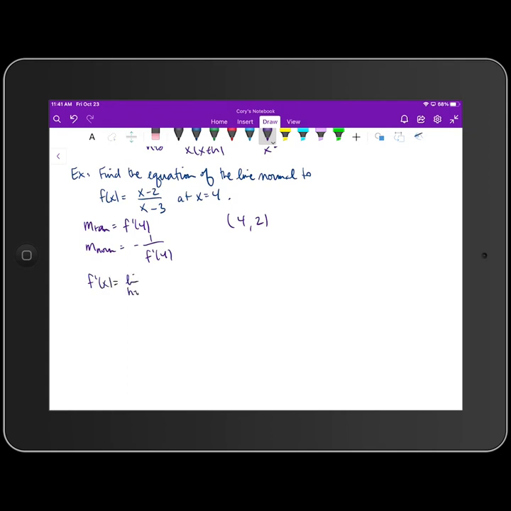Okay, so I'm going to calculate f prime of x here. So this is going to be the limit as h goes to 0 of f of x plus h. So again, I'm going to plug in x plus h wherever I see an x. So that's going to make x plus h minus 2 over x plus h minus 3 minus f of x, which is x minus 2 over x minus 3, all over h. And just like we did in the previous example, I want to multiply the numerator and denominator by the common denominator of the smaller fractions, which is x plus h minus 3 times x minus 3.